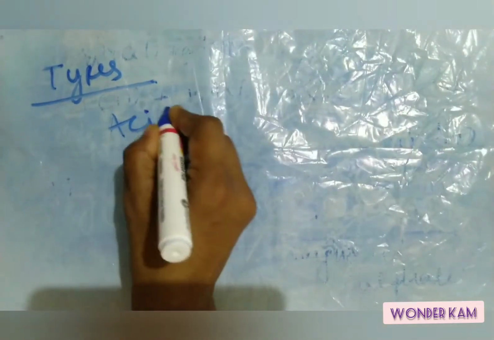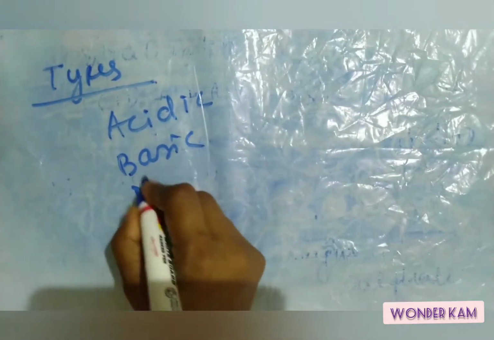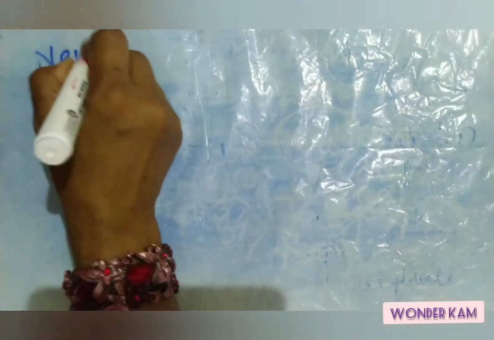Then types of salts. There are different types of salts. This classification is based on their acidity or basicity. Based on that, there are basically 3 types: acidic salt, basic salt and neutral salt. So first we'll discuss neutral salt.